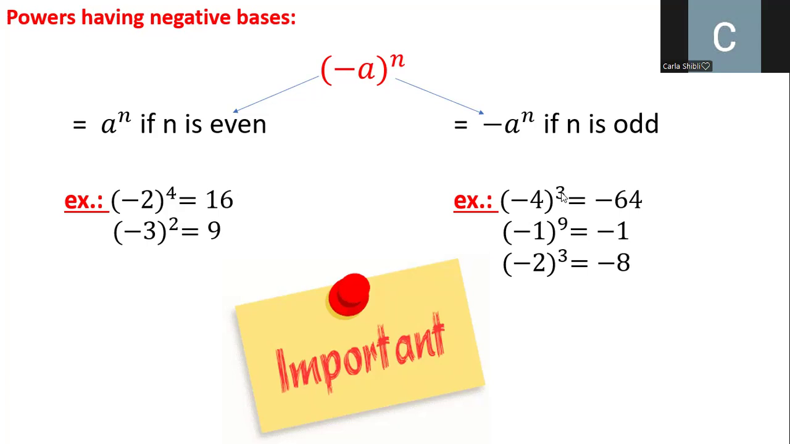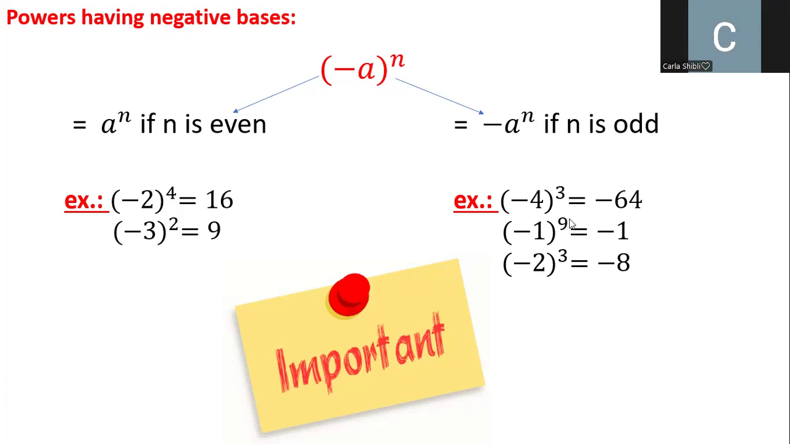So my base is negative. I look at the exponent. I ask, is the exponent even or odd? It's odd. So my answer will be negative or positive? It will be negative. And I find 4 cubed, which is 4 times 4 times 4, which is 64.